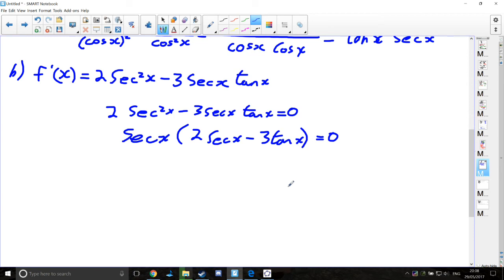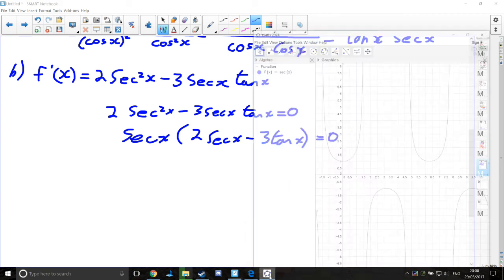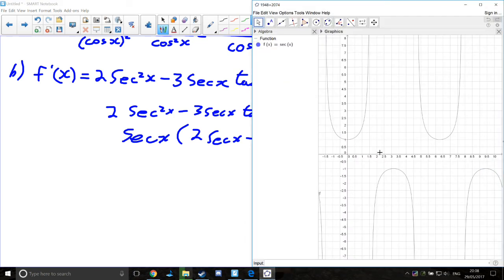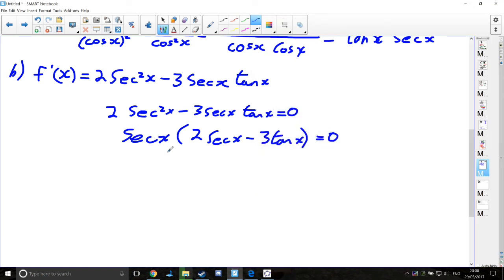Now, what I'm going to do is check what the graph of sec x looks like, and this is it. This is the graph of sec x. Now, sec x can never be 0. There's the line y equals 0, and that's sec x not ever reaching it. So, this thing can't be 0. This is what's left. This bit must be 0. This we can just ignore from now on.